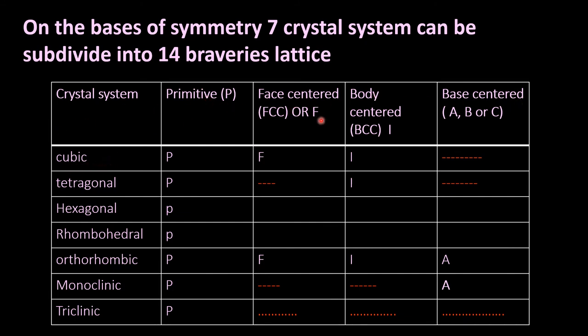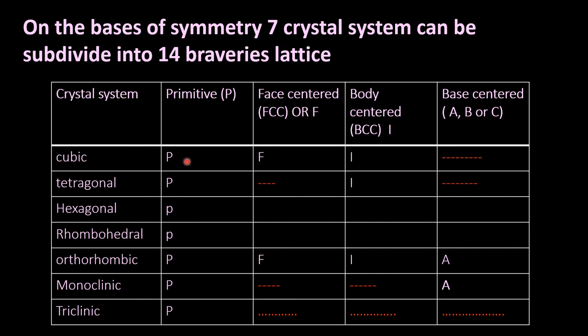We have basically the 4 types of Bravais lattices, like the primitive Bravais lattice, face-centered, FCC, which can be represented by simple F. And then we have the body-centered BCC, which can be represented by I, or we have the base-centered, which can be represented by A, B or C. So first of all, we discuss the Bravais lattices of the cubic crystal system. In the cubic crystal system, we have 3 types of Bravais lattices: primitive, face-centered, or body-centered.